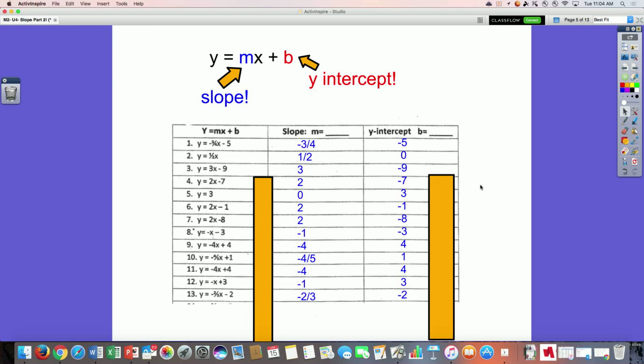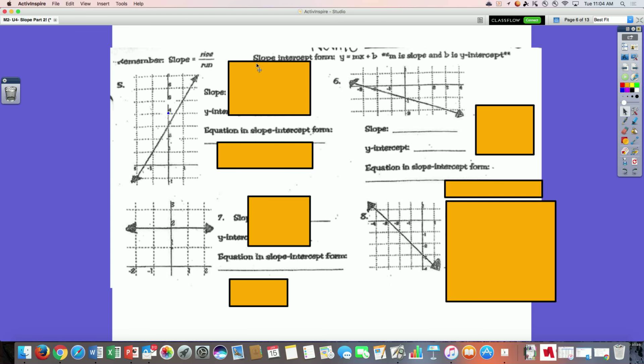I bet you got all of those correct. How'd you do? Pretty good? If you're still checking, press pause. Otherwise, I'm going to keep on going. All right, now we're getting to the meat of it, right? They give you a line. You've got to figure out the slope, the y-intercept, and an equation.